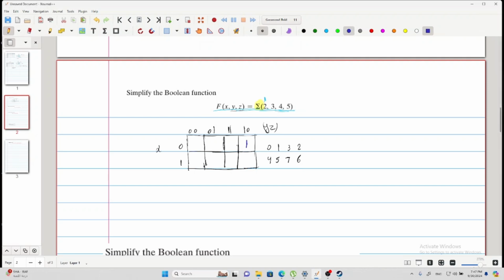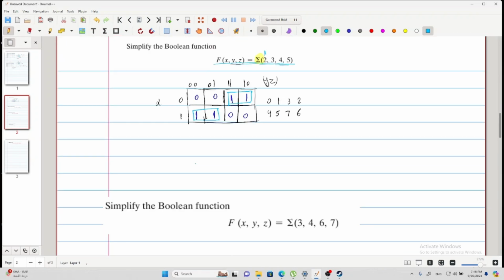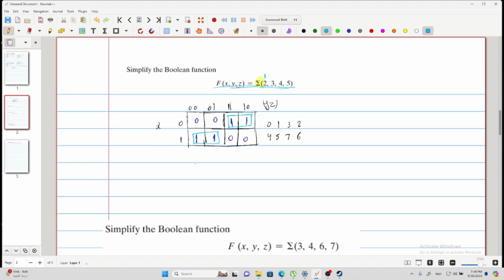So then we fill in the table. We have 2 is here, then 3 is here, and then 4 and 5. Okay. And the rest will be 0. Now we'd like to choose any number of groups that covers all ones and will be as large as possible. The only possibility we have is a group of 2 here and a group of 2 here. And that's it. That's our work for grouping is done.